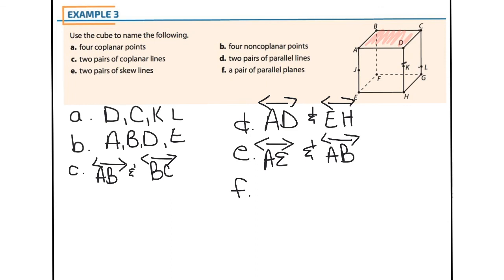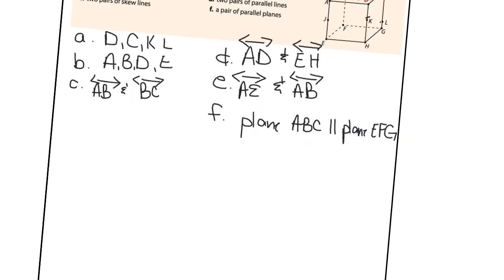And last but not least, a pair of parallel planes. Think about your cube as the top and the bottom. So I'll just say plane ABC is parallel to plane EFG. All right, so once again, there are multiple answers to this one. You just have to kind of look at the picture.